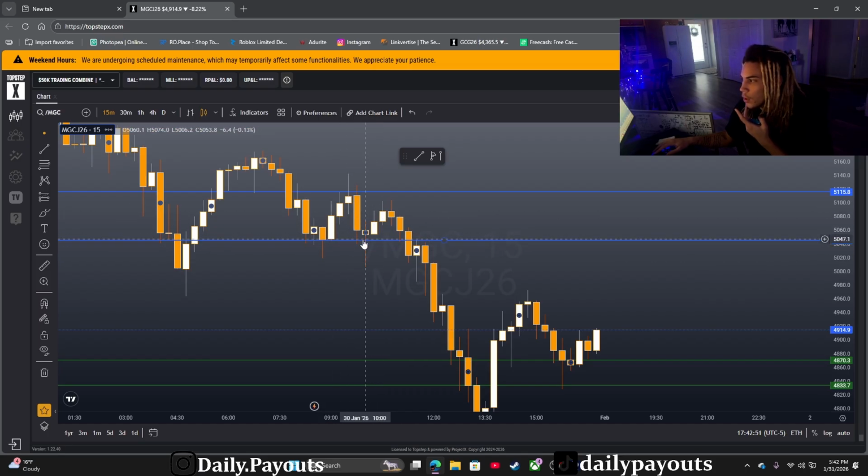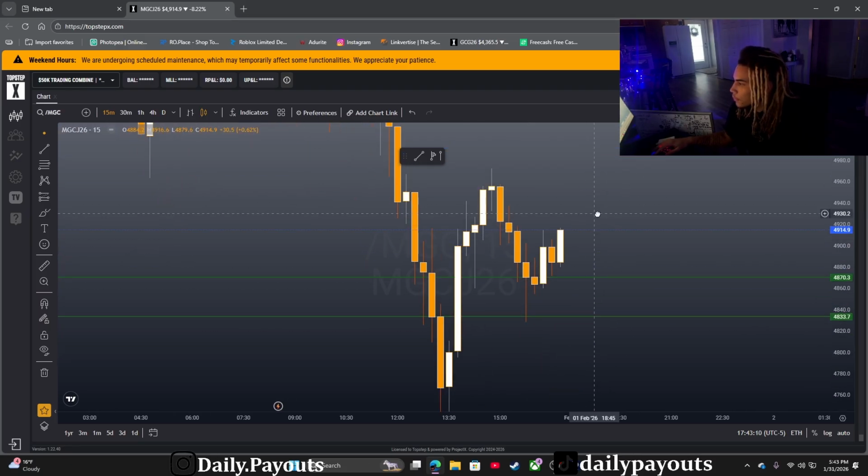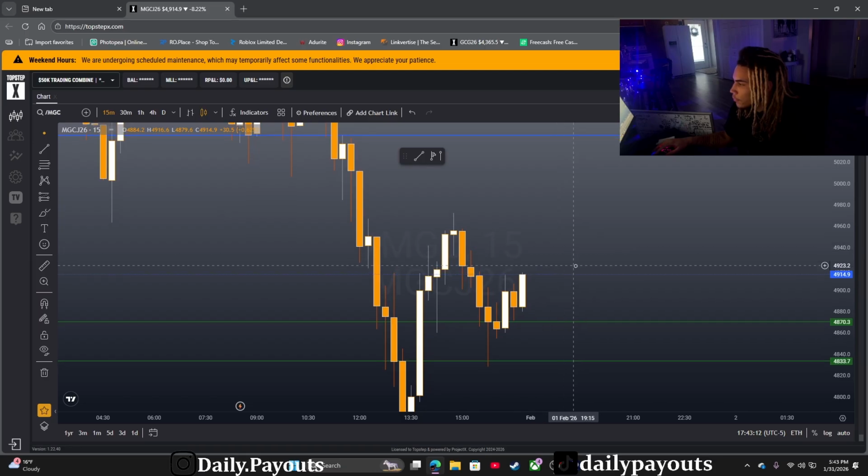So you could have took this. This is like an inverse buy off support, but you still could take that. You feel me? This is a good breakout trade right here. And we're coming up to a support.